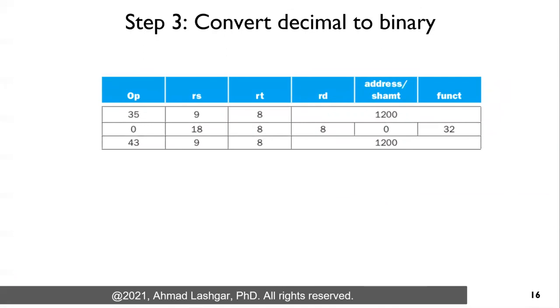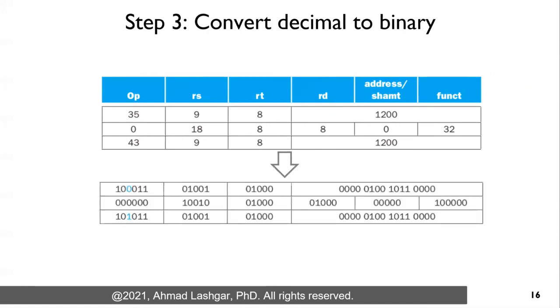The table here lists the decimal values for all other instructions. Every row in the table lists the machine code of one instruction. The last step is to convert every decimal value to binary. Here are the converted values and the final machine binary.